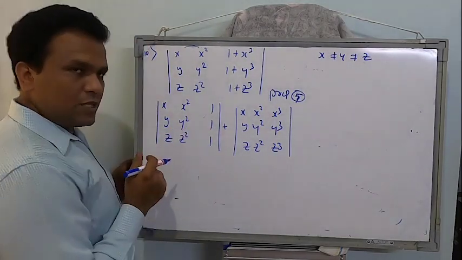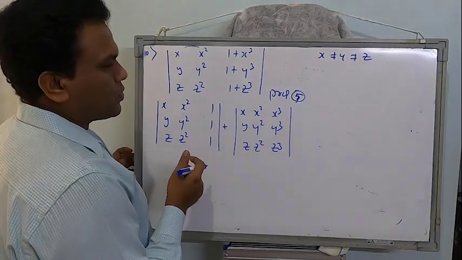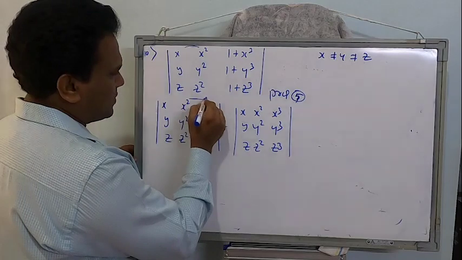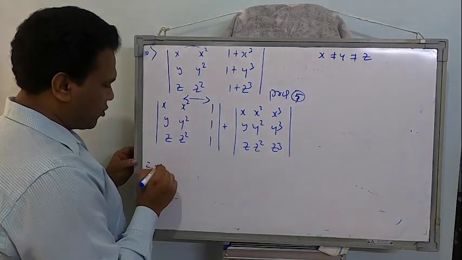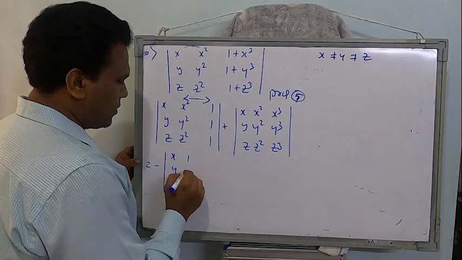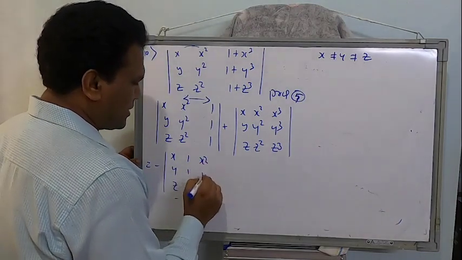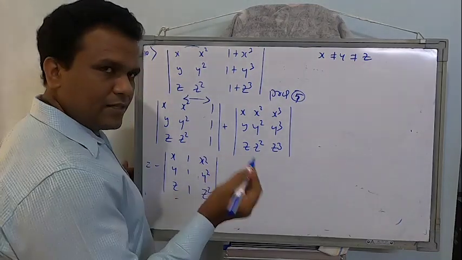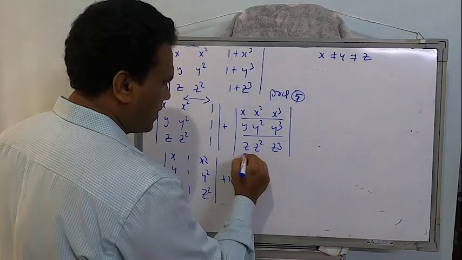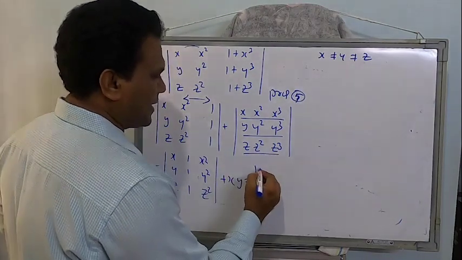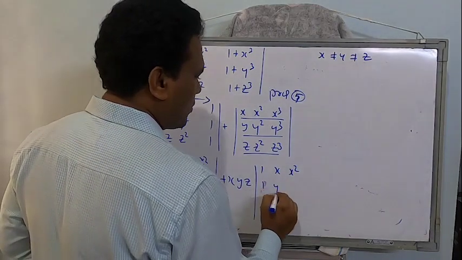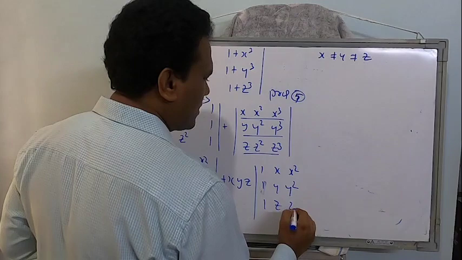Okay. Now in the first one, I want to make some changes. So first, let me just take out. I will interchange these two first. Okay. Then I'm going to get a minus sign. Okay. So it's going to be what? X, y, z. 1, 1, 1. X square, y square, z square. You will see why this interchange later on. Common from here, x. Common from here, y, and common from here, z. After taking common, 1 x square, 1 y square, 1 z square.